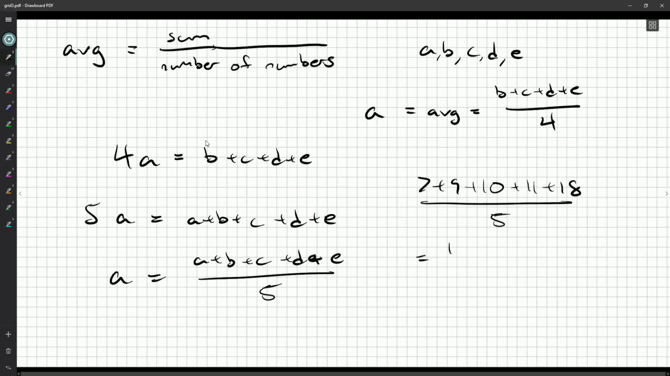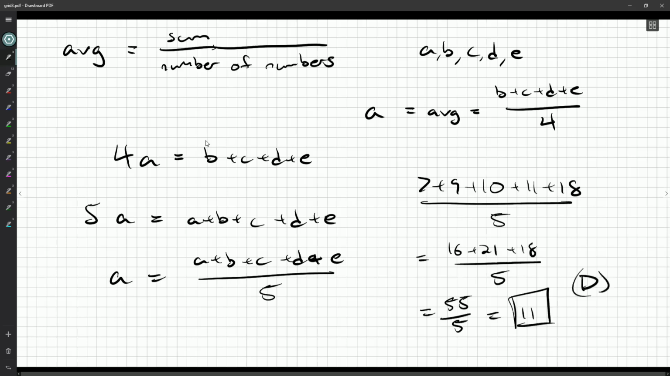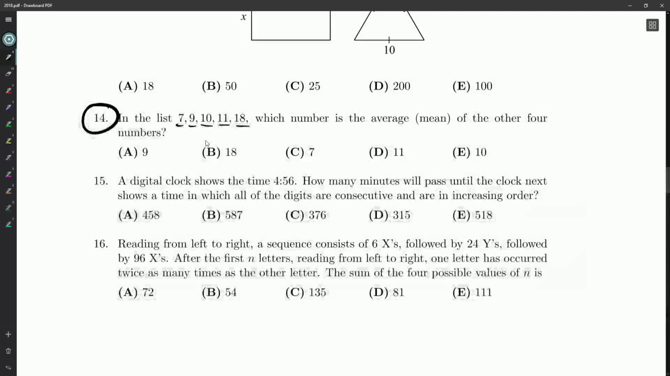So we're going to have 16 plus 21 plus 18. And 16 and 18 is 34, plus 21 is 55. So 55 over 5, and that's going to be 11. I'm going to guess that since 11 was the second largest, that's D, but yeah, okay. Oh, that's a coincidence, actually. I was expecting 7, 9, 10, 11, and 18, but oh well, fun little coincidences.